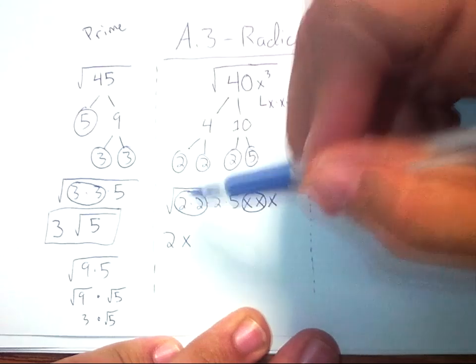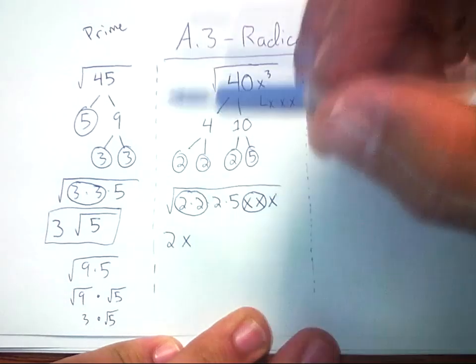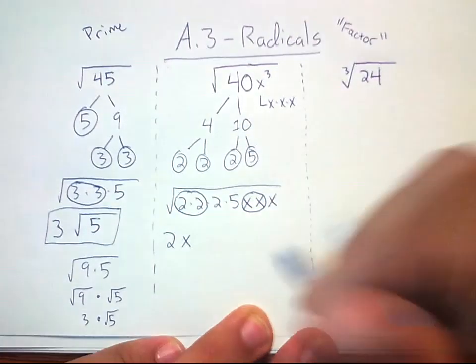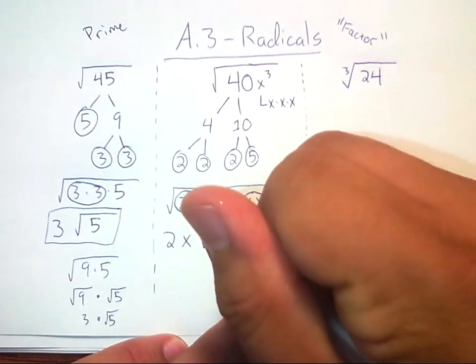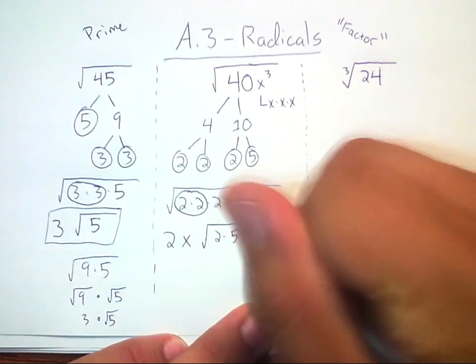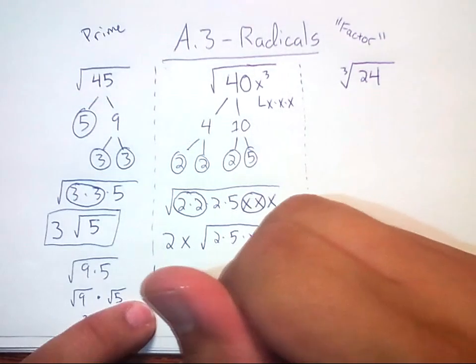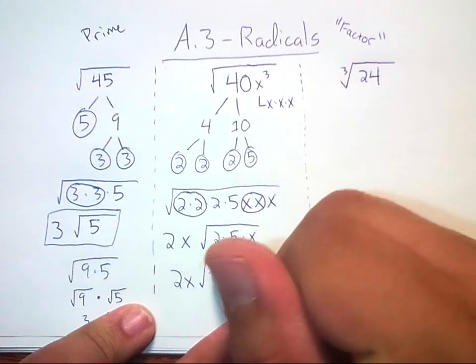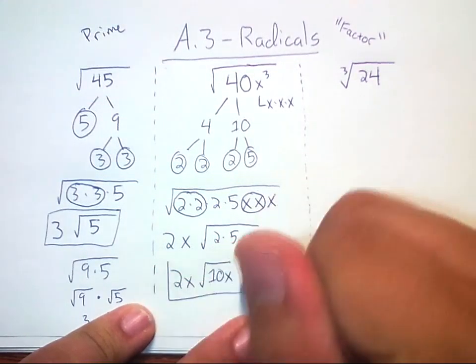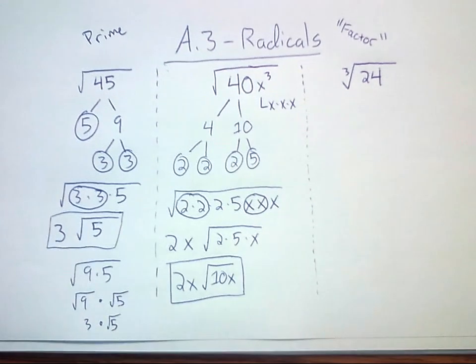2 times 2 is 4, and the square root of 4 is 2. Now on the inside, we're left with 2 times 5 times x. Well, numbers we can clean up, so the real answer is going to be 10x. Now, what if it's a cube root?